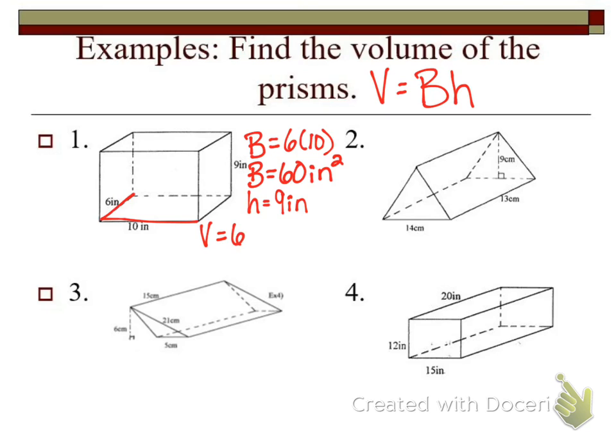Our volume is going to be 60 inches squared times 9 inches. What are we going to get? 540. And now that we've got volume, our inches are cubed. Good. So we had squared and then another one from the 9. So that bumps it up to being cubed. Just like area was always squared, volume's always going to be cubed.